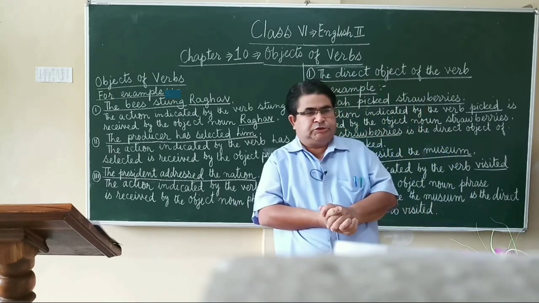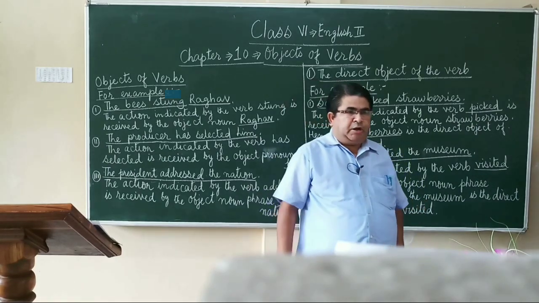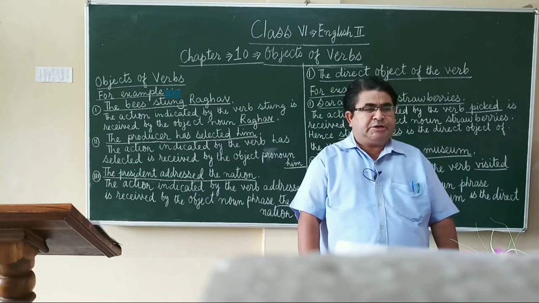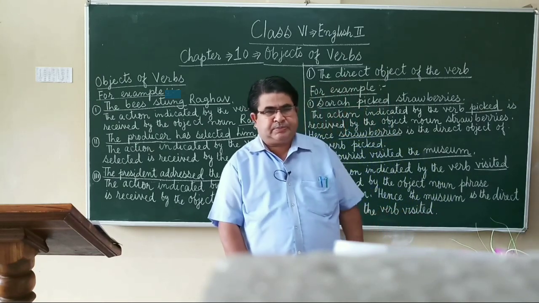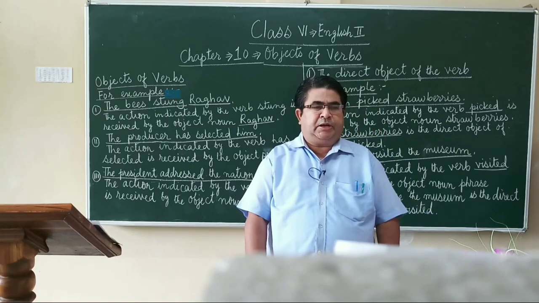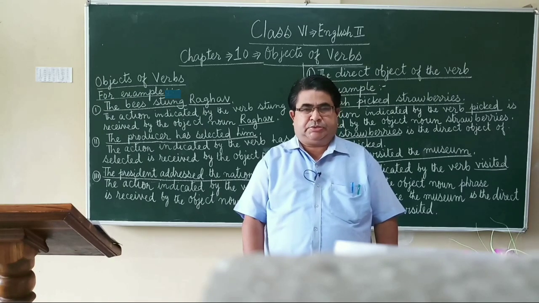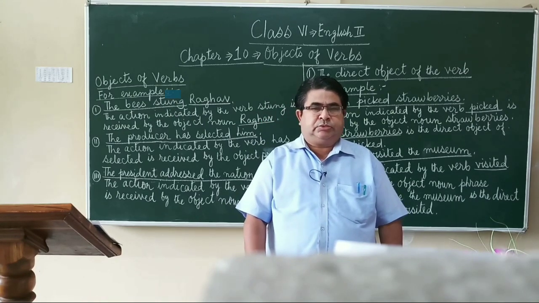Before learning objects of verb, children, let us know what is a verb. A verb is the most important part of a sentence. Every sentence must have a verb. There can be no sentence without a verb. The verb may tell about an action, doing words, state, be verbs, or possession, have verbs. It changes form and may combine with helping verbs to express time: present, past, and future.